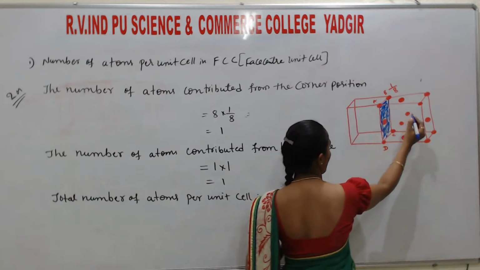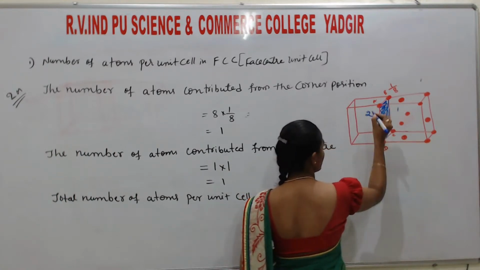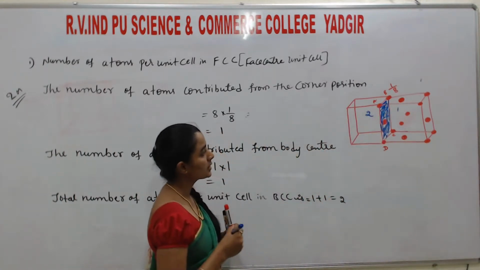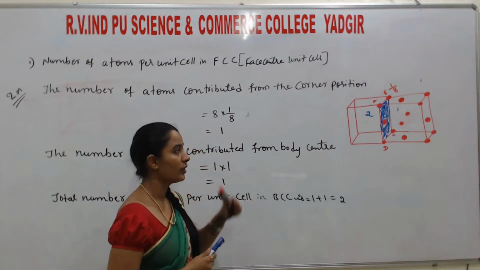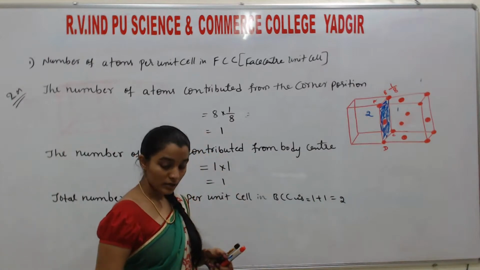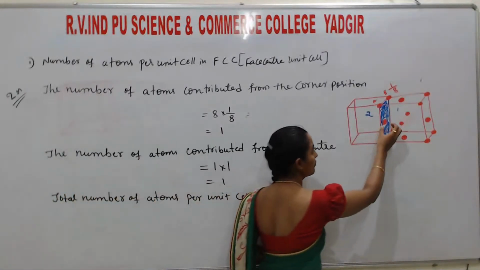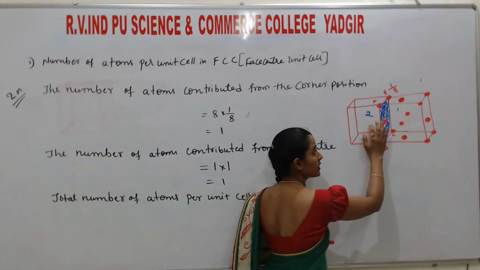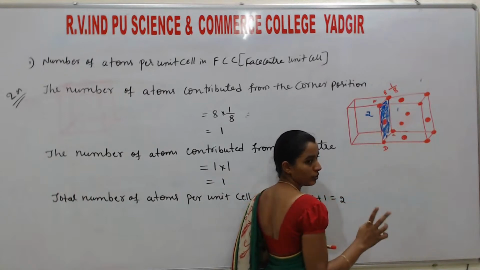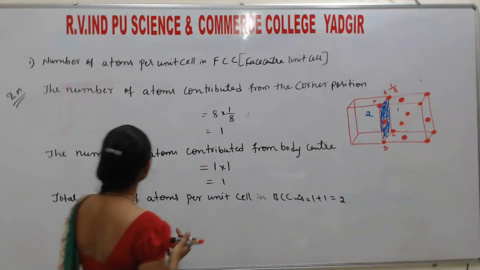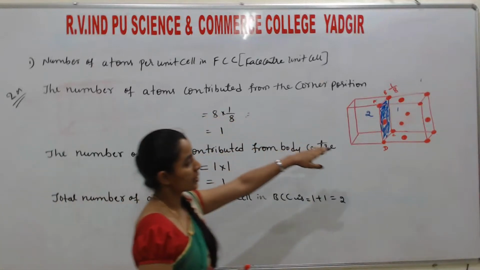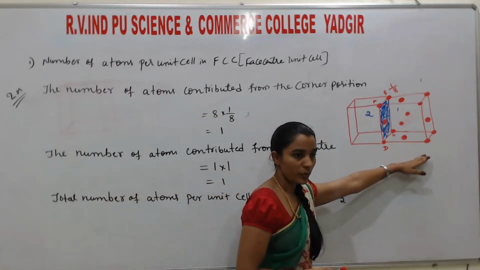Okay, so this is the common face, this is unit cell 1, this is unit cell 2. So ABCD is the common face for both unit cell 1 and 2, correct? So in that case, what happens? One face centered unit cell is shared between how many unit cells? 2 unit cells. Okay, so here listen, at the corner positions already the constituent particles are there.